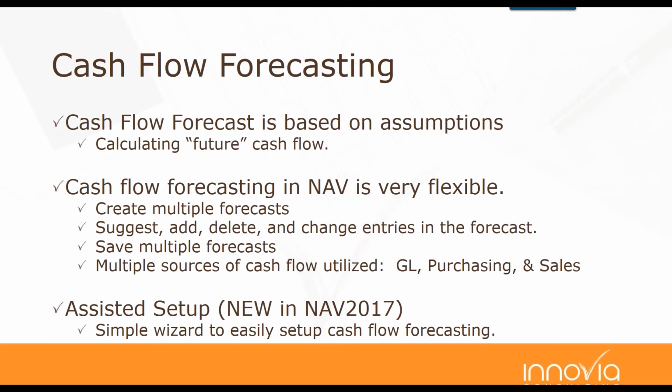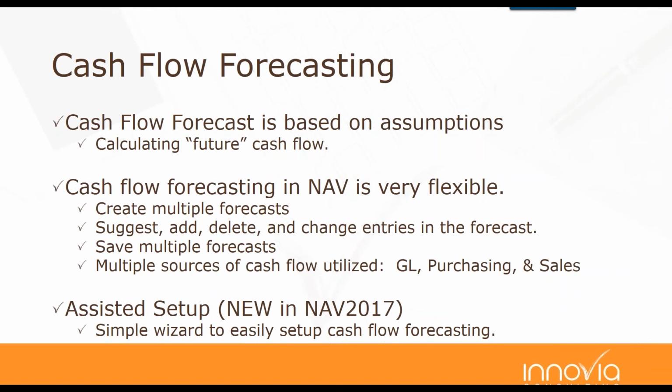So for most of you, it's important that you have cash flow information you can rely on. And you want to be able to see that cash flow in your future weeks and months. So just a little background on NAV's cash flow. The cash flow forecast is always based on assumptions, of course, since we're calculating future cash flow. The cash flow in NAV is very flexible. It allows you to create multiple different forecasts. You can suggest, add, delete, and modify entries in that forecast. It has the ability to not only create multiple forecasts, but then you can save multiple forecasts.